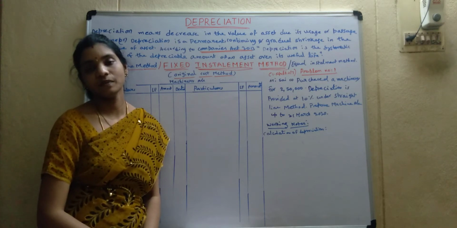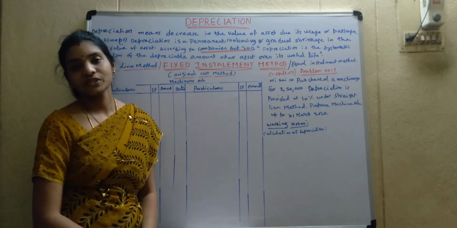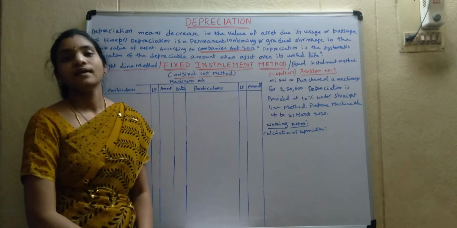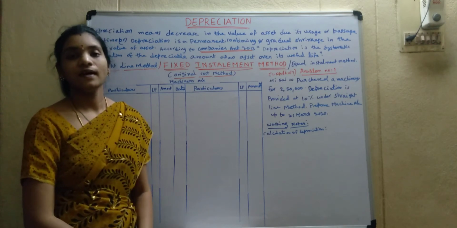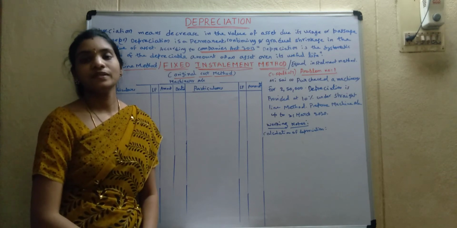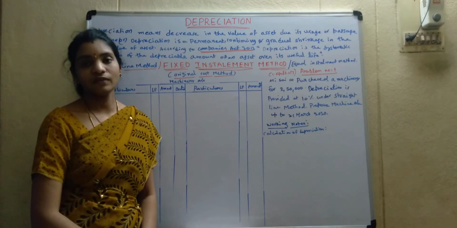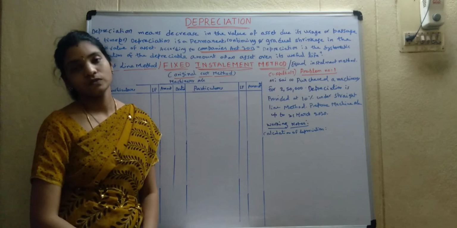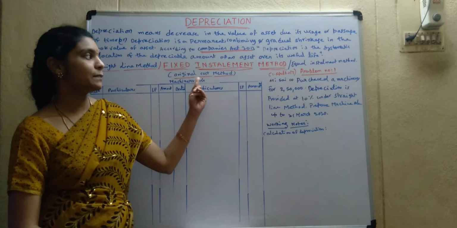In the last class we have also discussed different methods of depreciation. Do you remember the methods of providing depreciation? First one is fixed installment method, the second is diminishing balance method, the third is annuity method, the fourth is depreciation fund method, and the fifth is machine hourly method. Now today we are going to discuss the fixed installment method.